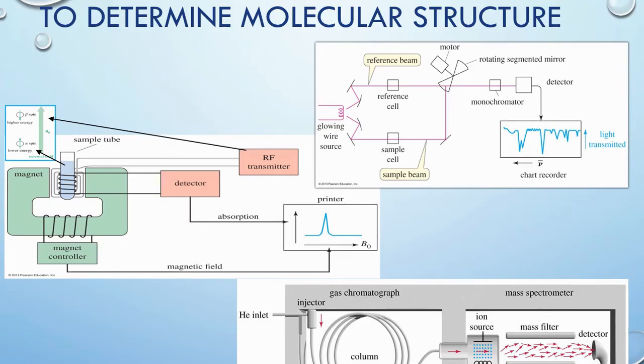In the bottom right is the gas chromatograph mass spectrometer. In that case, what you can use it for at the most simple level would be to determine the molecular mass of a compound. At a more complex level, you can figure out the structure of the molecule from what's called the mass spectrum.